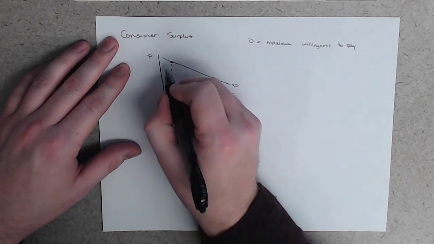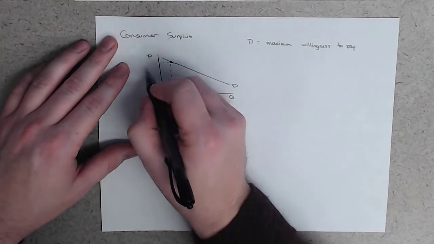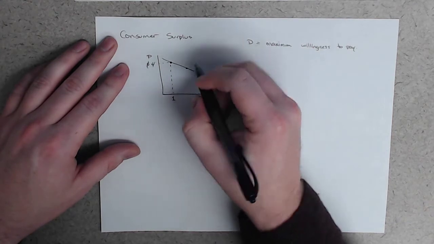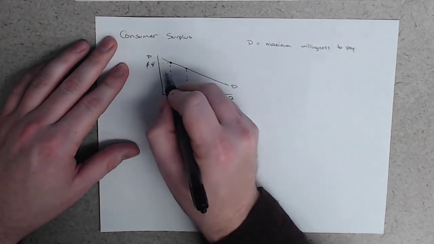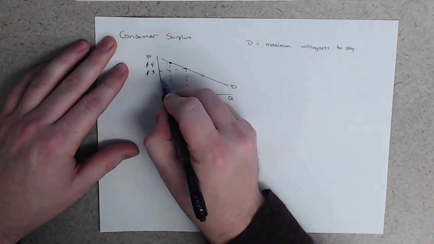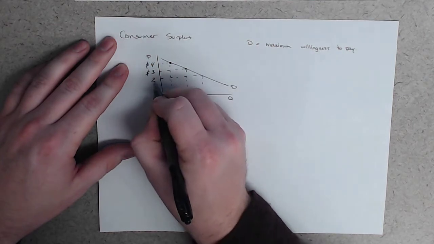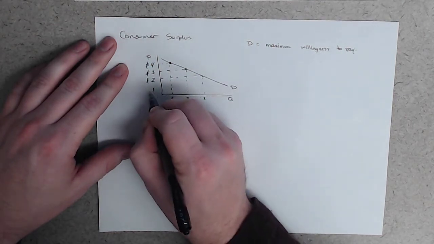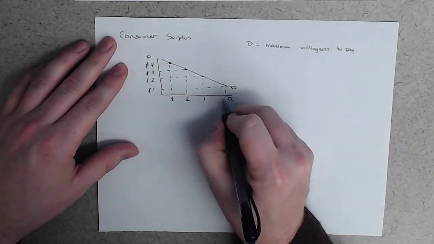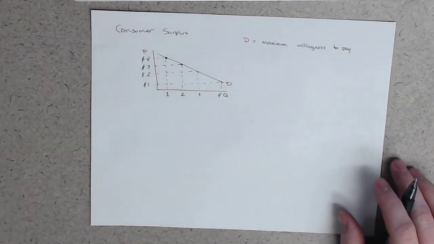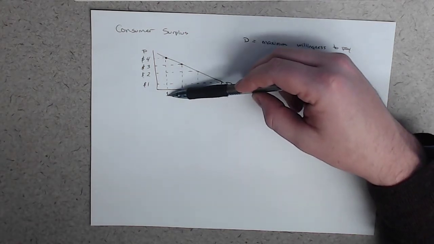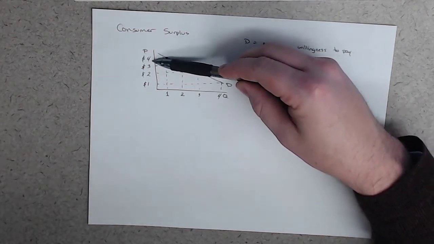So one can of soda, the maximum that someone is willing to pay is, let's say, $4, right? Because they're really thirsty. And for the second can, the maximum they'd be willing to pay is, let's say, $3. And the third can, let's say $2. And the fourth can, let's say $1. Okay, and so what we're saying here is the absolute most that someone will be willing to pay for the very first can of soda they have that day is $4.